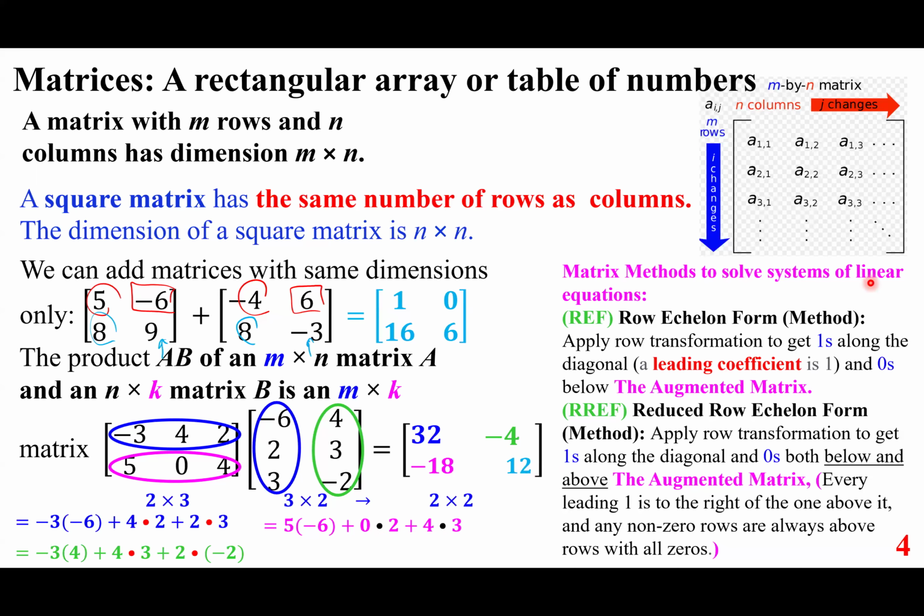Matrix method to solve systems of linear equations. REF, row echelon form method. Apply row transformations to get ones along the diagonal, a leading coefficient of 1 and zeros below, in the augmented matrix. Or RREF, reduced row echelon form. Here's the method. Apply row transformations to get ones along the diagonal and zeros both below and above in the augmented matrix. Every leading one is to the right of the one above it, and any non-zero rows are always above rows with all zeros.